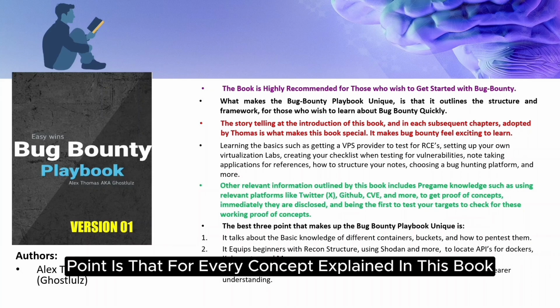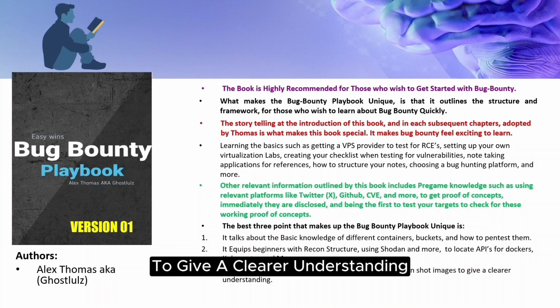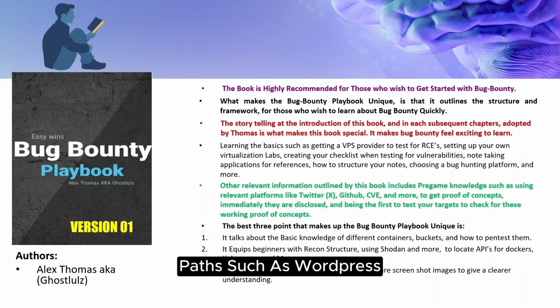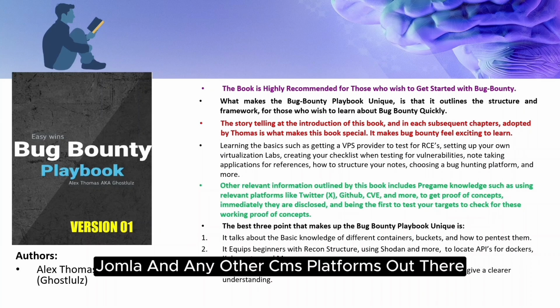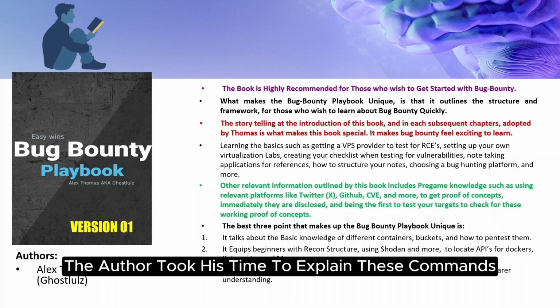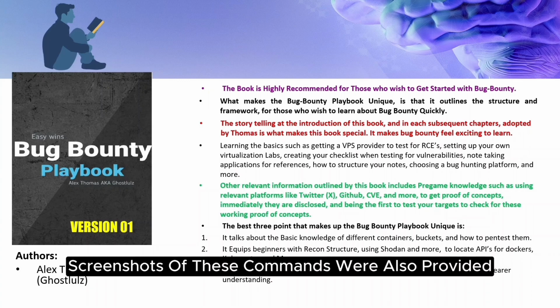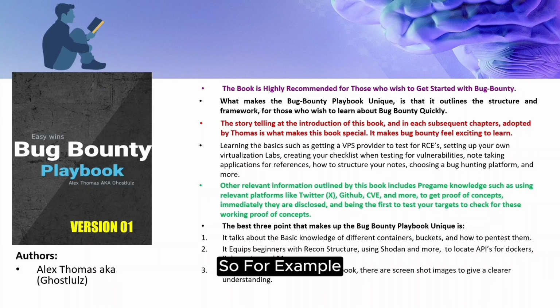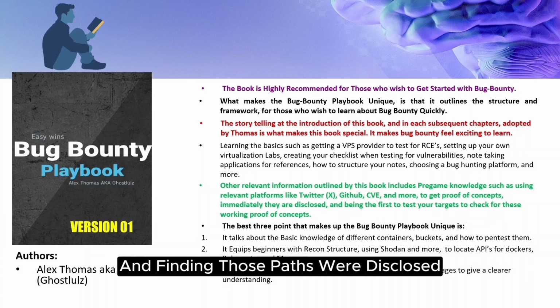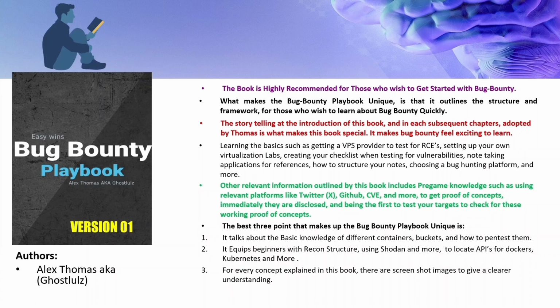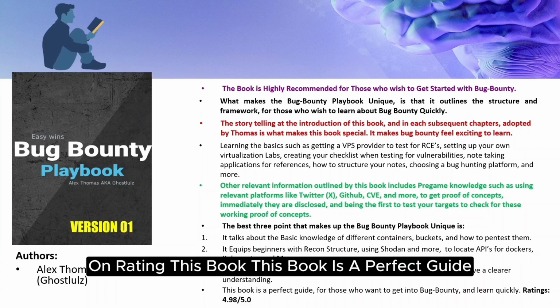The third point is that for every concept explained in this book, there are screenshot images to give a clearer understanding. The author took his time to not just explain each chapter, but every concept. For instance, using Google dorking commands to search for exposed paths such as WordPress, Joomla, and other CMS platforms. The author explained how to use these commands in search engines such as Google, Bing, and many others, and screenshots of these commands were also provided. For example, when searching for paths that are not properly secured on a web application, the command the author used was disclosed, and a screenshot of what was actually revealed was also displayed in the book.